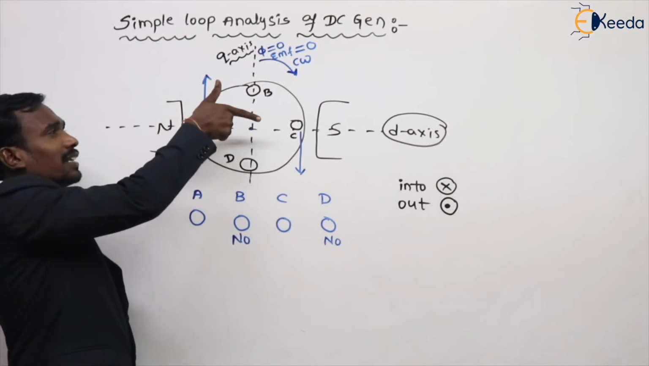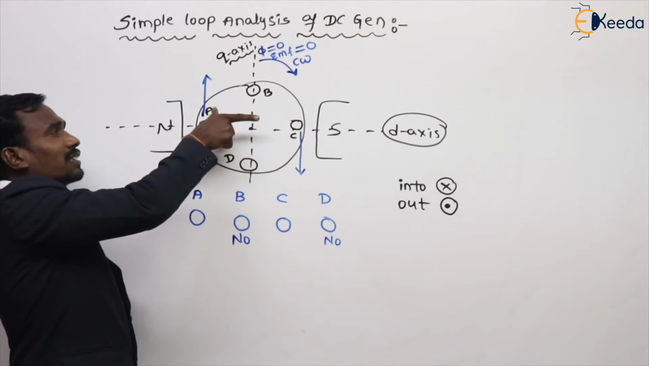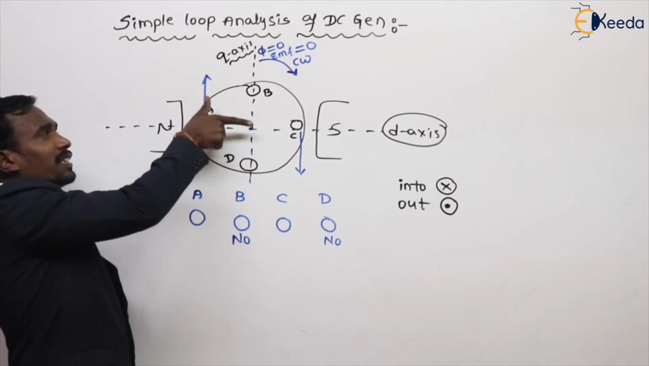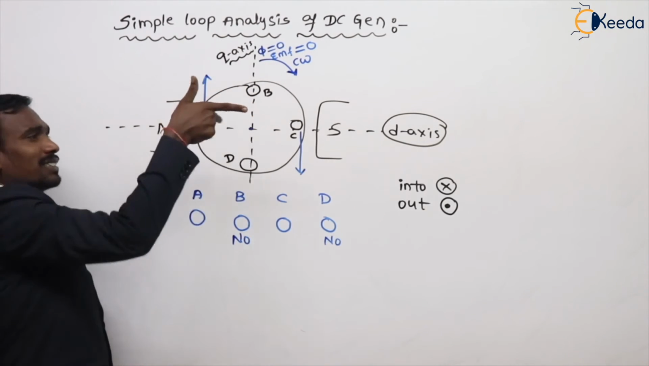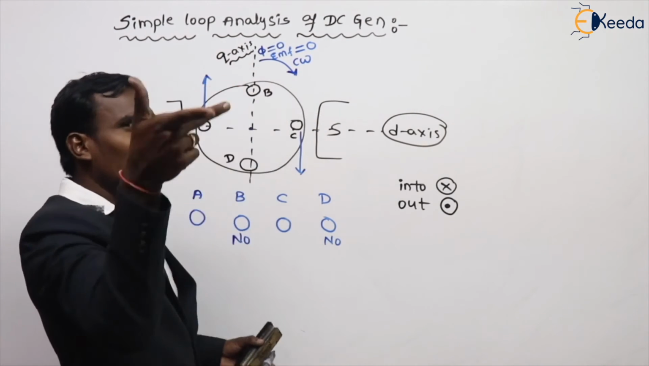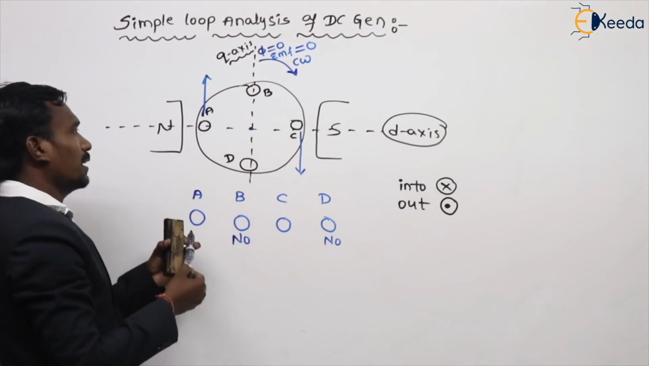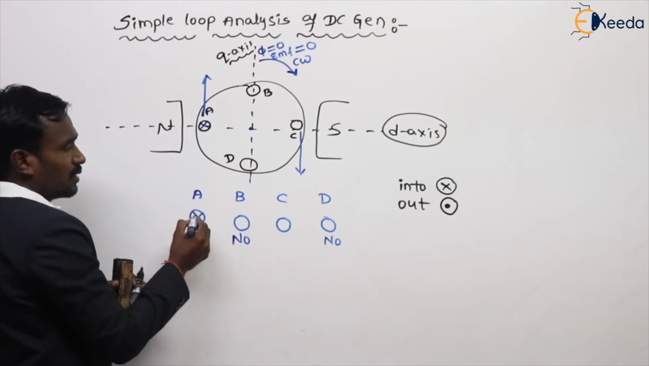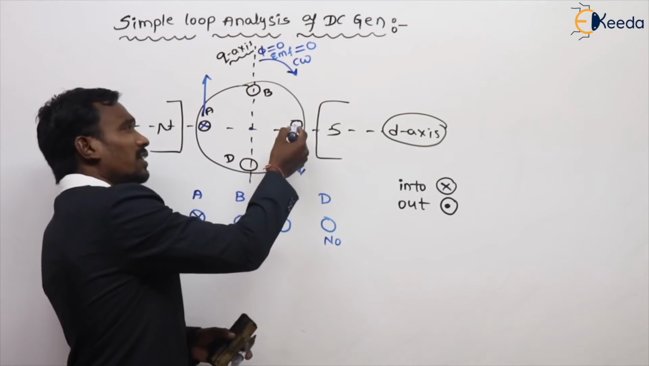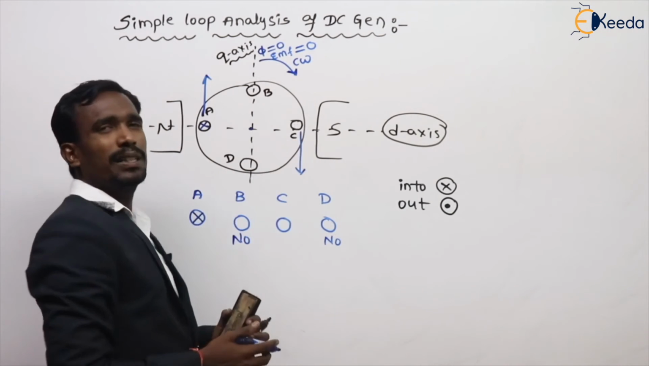And this conductor direction is upwards. Conductor A is upwards, flux direction is north to south. Then what is the EMF direction? Inwards or outwards? Into the board, nothing but cross. The EMF induced here is cross. What is it here? If it is a cross here, here it should be dot, right?